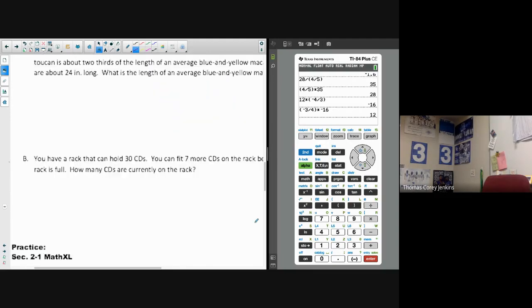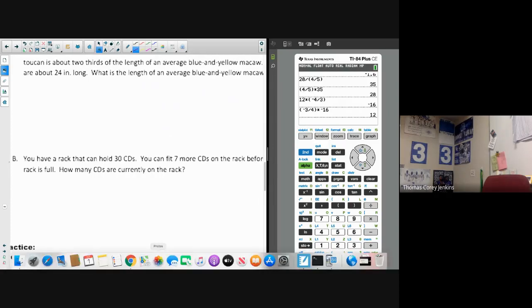I think we have a word problem, and that will be it. So unfortunately, it's a little bit cut off on the screen, so I'll just kind of read it, and you'll be able to see it on the notes. So it says that toucans and blue and yellow macaws are both tropical birds. The length of an average toucan is about 2/3 the length of an average blue and yellow macaw. Toucans are 24 inches long. What's the length of the macaw?